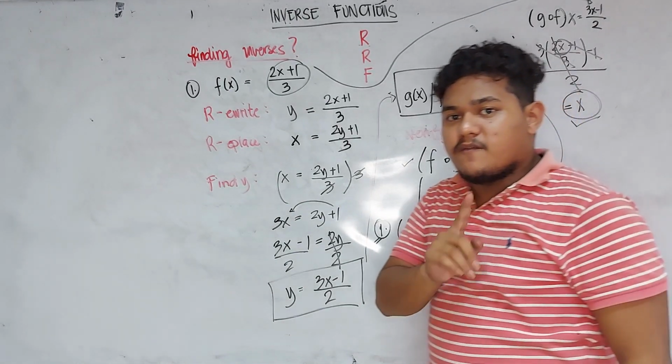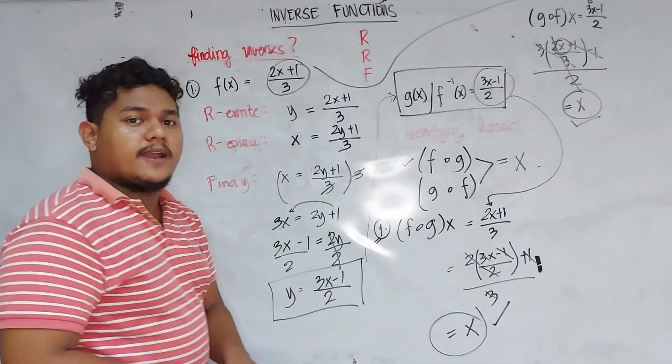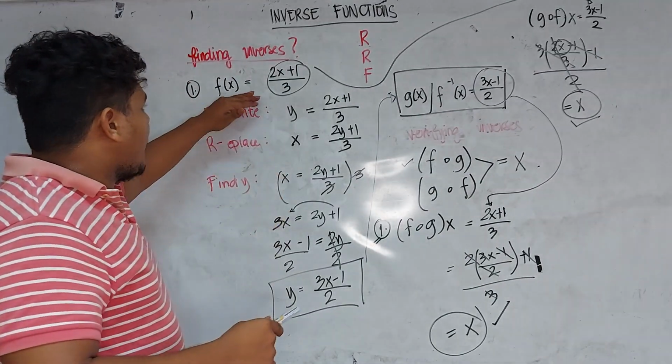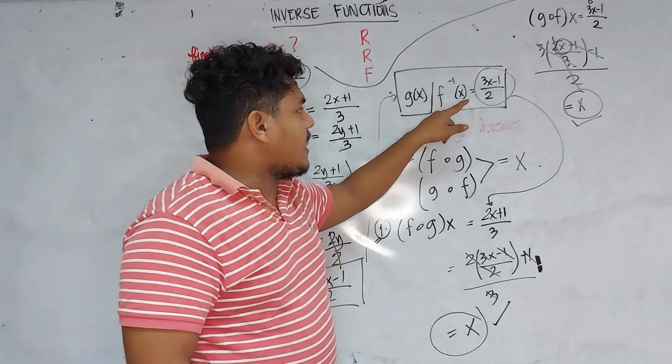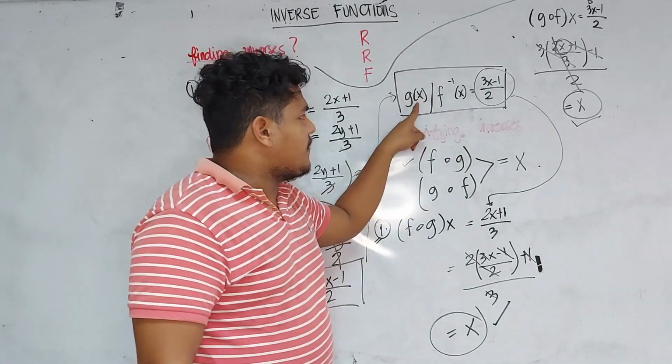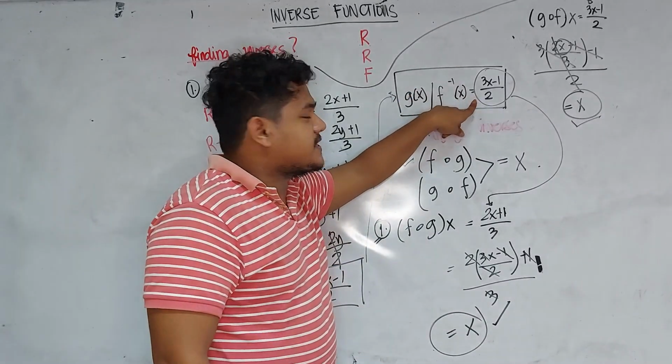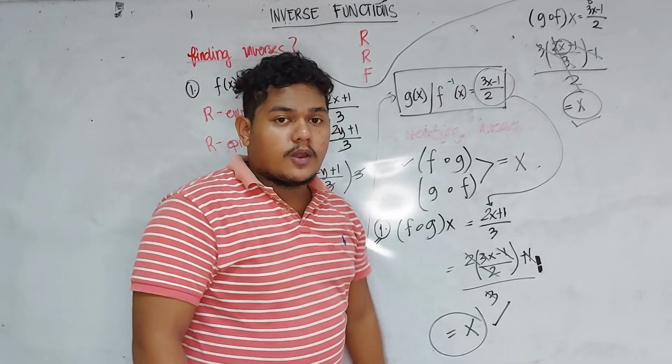It is really proven and verified with accuracy and correctness that f of x equals 2x plus 1 over 3, its inverse is f to the negative 1 of x, which is equal to 3x minus 1 over 2.